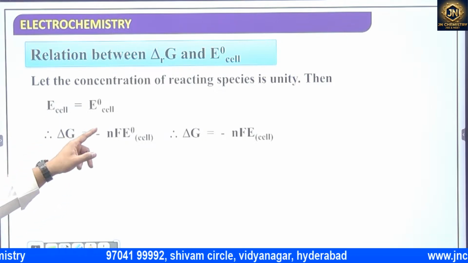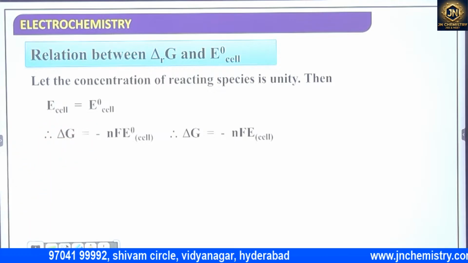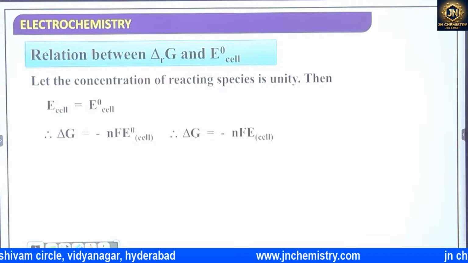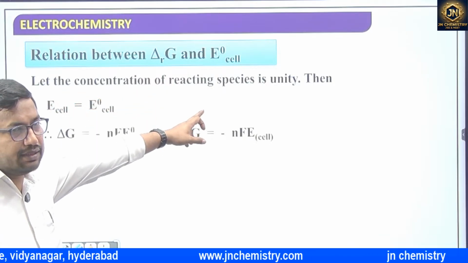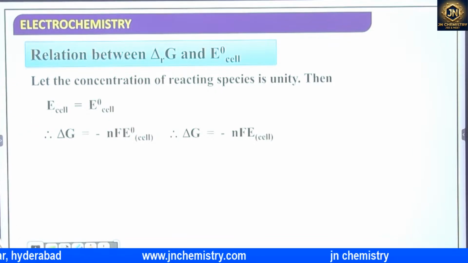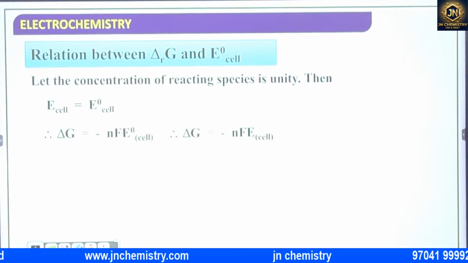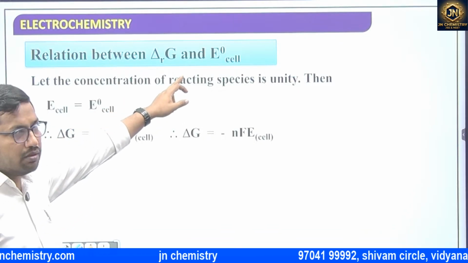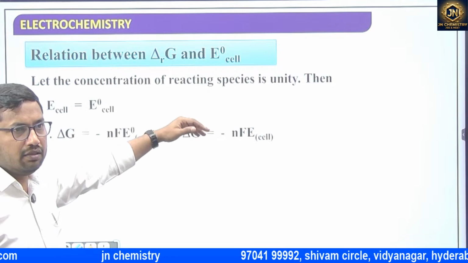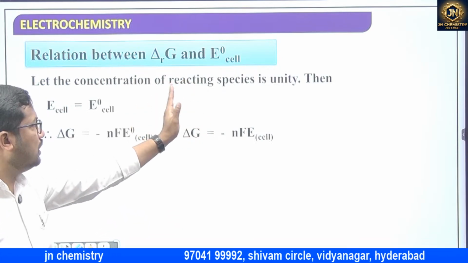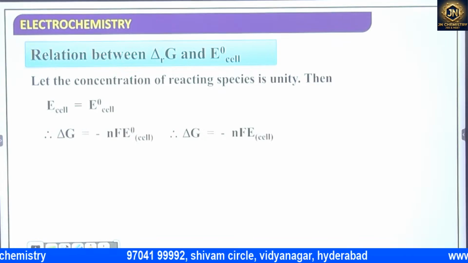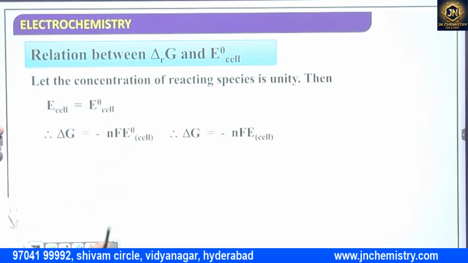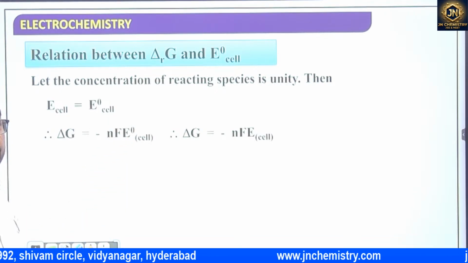If the concentration of reactant species is unity, then in that case, write it down, let the concentration of reacting species, both concentrations, be the same. Yes or no? E cell is equal to E naught cell minus 0.059 by n log products concentration by reactant concentration, right? So both are unity, means 1 and 1. So the total term goes, and E cell is equal to E naught cell. Write that point: if the reacting species concentrations are unity. Done?